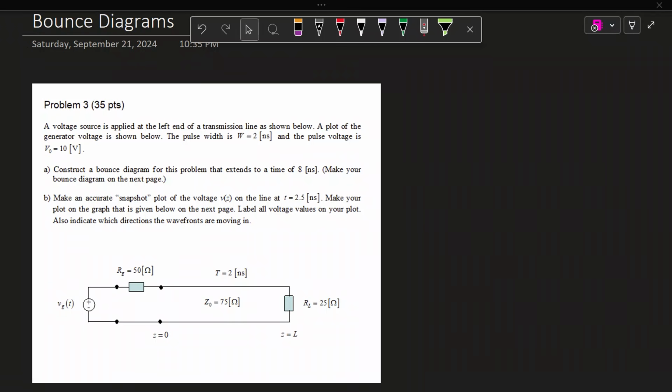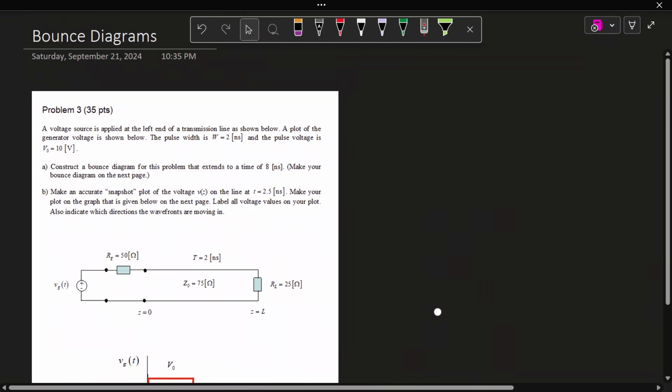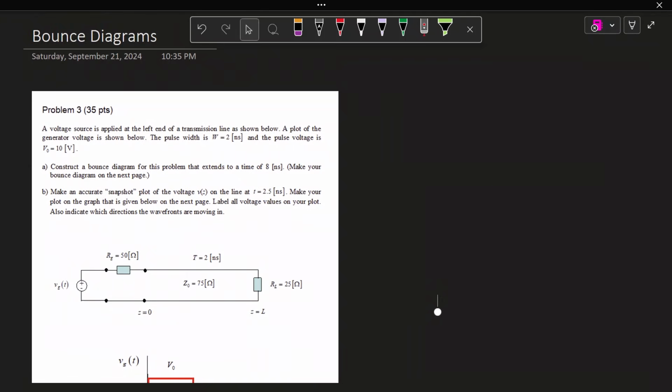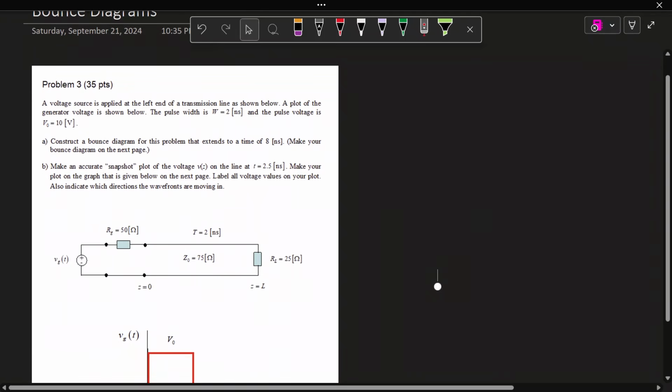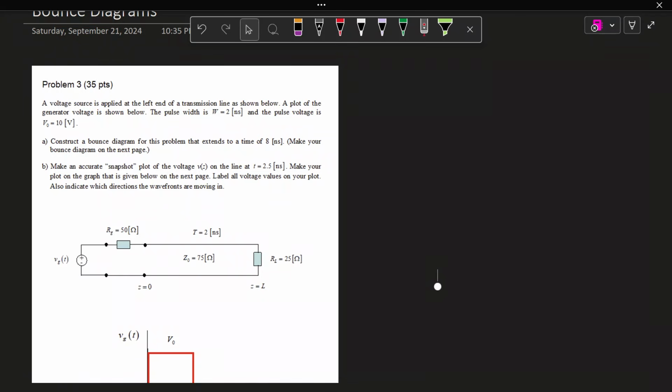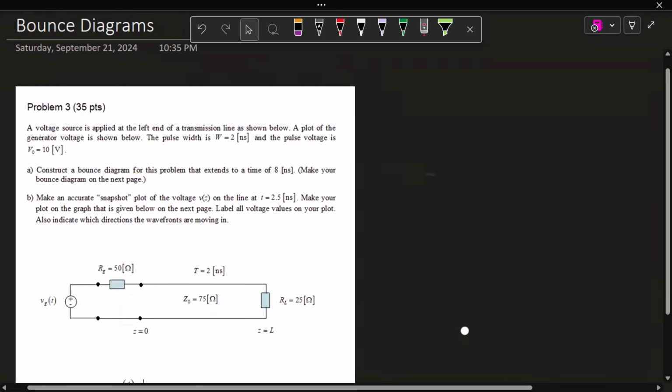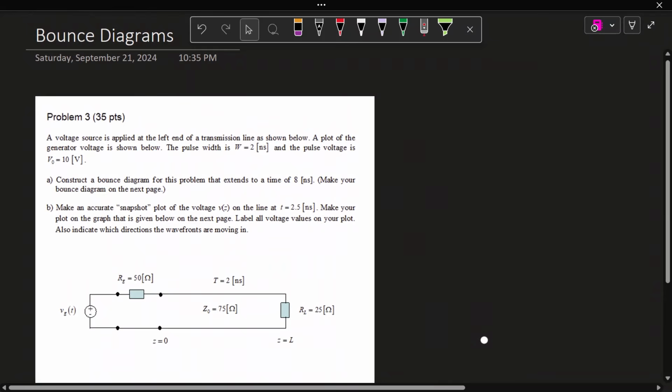All right, hi y'all. I guess today, or the second video today here, we're going to be going over bounce diagrams and EM waves. So this is a problem from a past exam, problem 3, and this is typical of what you would see in problem 3 for, I guess, this EM for exam 1.